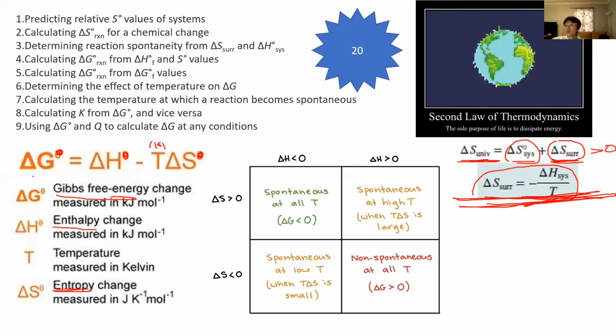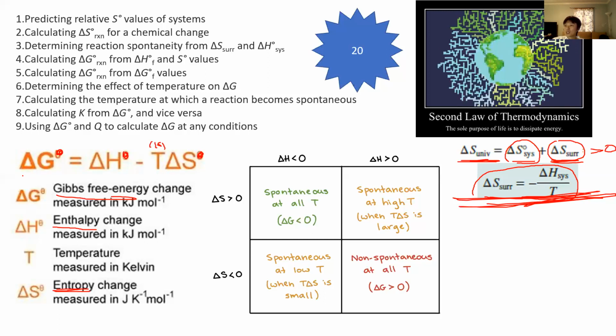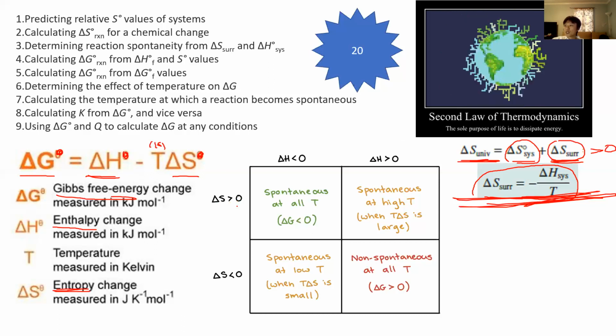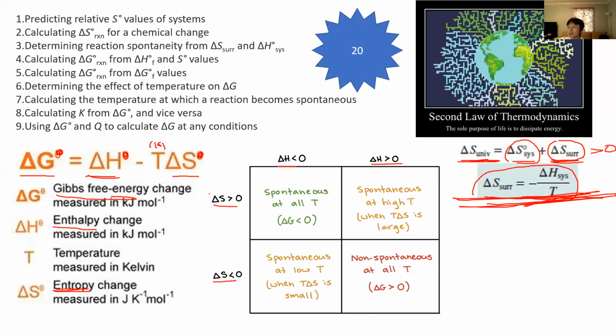We want delta G to be negative for the process to be spontaneous. Because delta G is calculated based on delta H and delta S, you have four different combinations based on the sign of delta H and delta S to determine the sign of delta G. Based on their signs, we can determine whether the process is spontaneous or not.